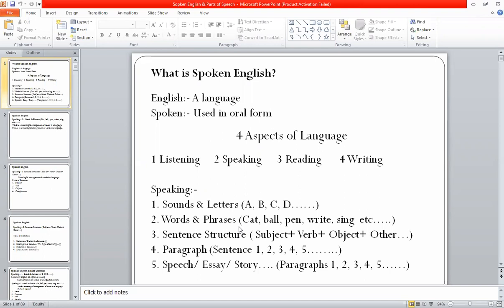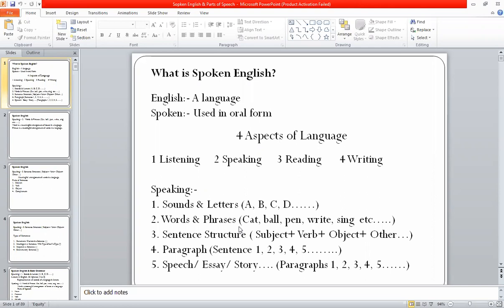Then the bigger unit than the sentence is the paragraph. So a paragraph is made up of different types of sentences, and in a paragraph there may be four sentences or five sentences or six sentences. So a paragraph is a larger unit than the sentence.